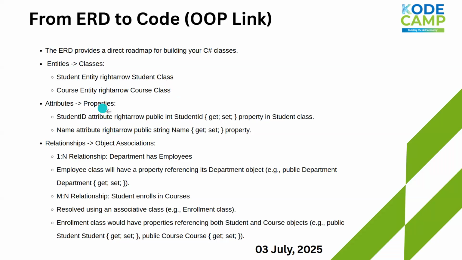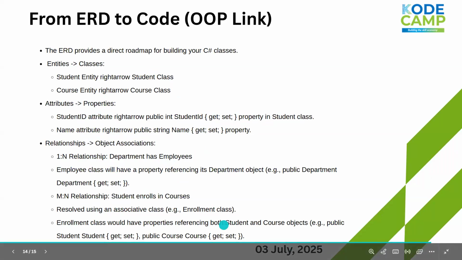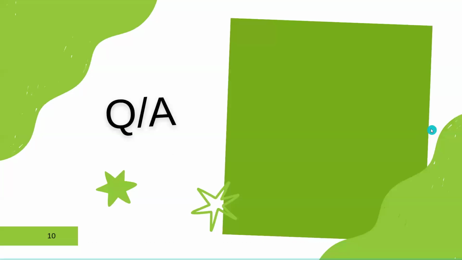Then for the attributes or properties, how we write that in C# is public int StudentId { get; set; }, a property, and all this we'll understand in our next class. Then one-to-many, how do we represent that in code? Everything will make sense. Okay? So that's the end. Any question?